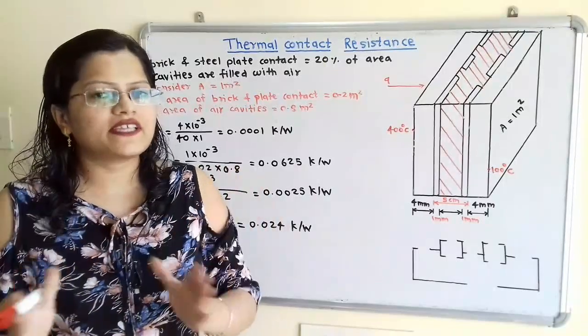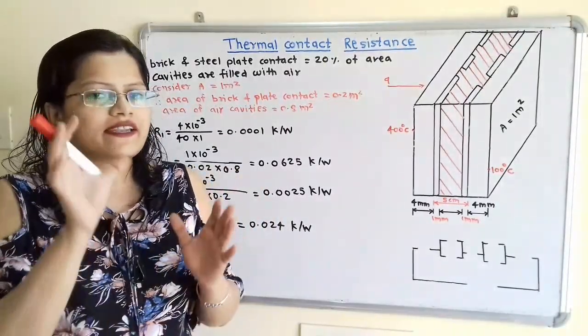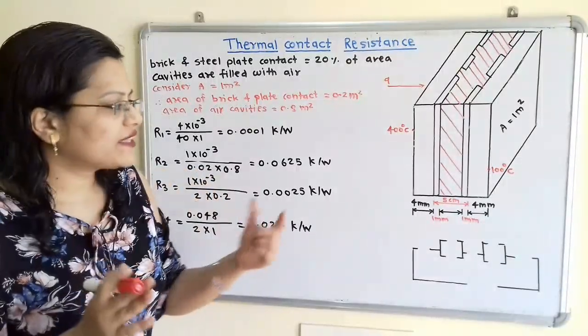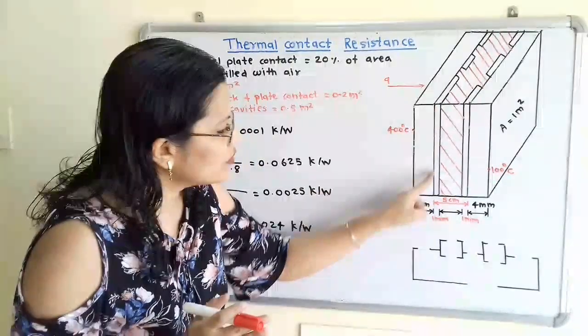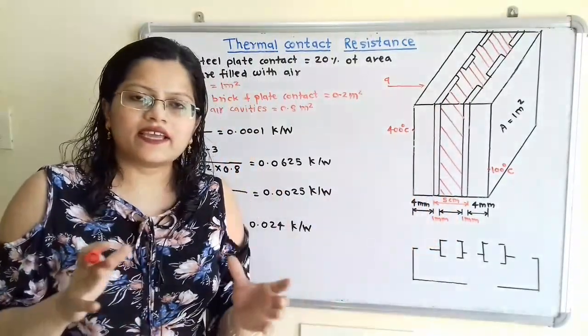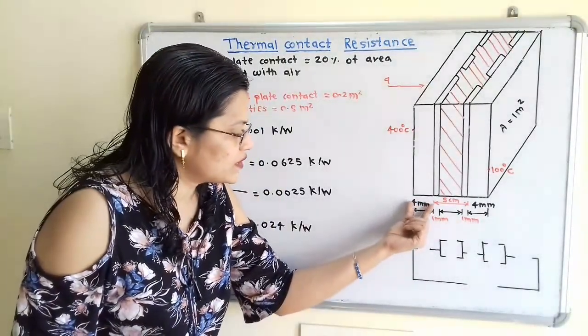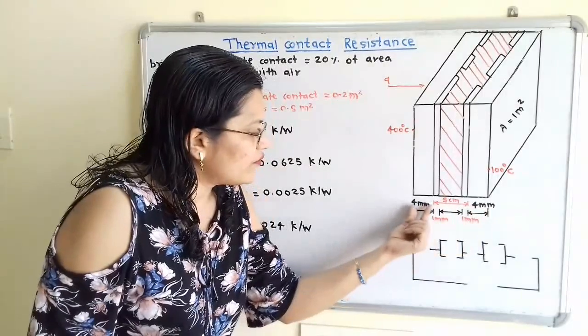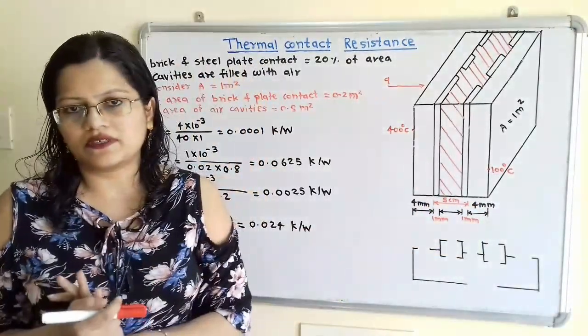Now while drawing this diagram, we have to take care of one thing, that is about the thickness. Now thickness of brick layer is given 5 cm. So we have to show the thickness is 5 cm for the brick layer, and then the thickness of the steel plate is given 4 mm. So here the thickness of steel plate we have to show on both sides, that is 4 mm.